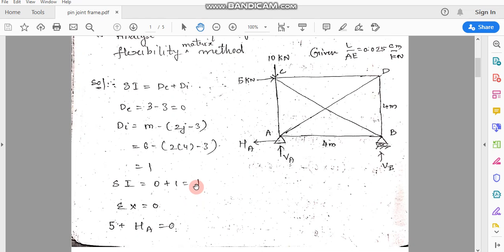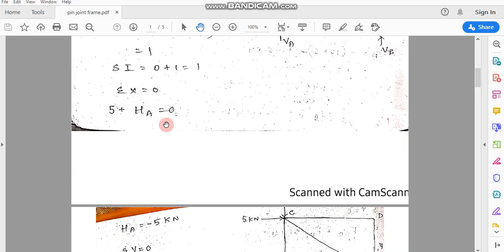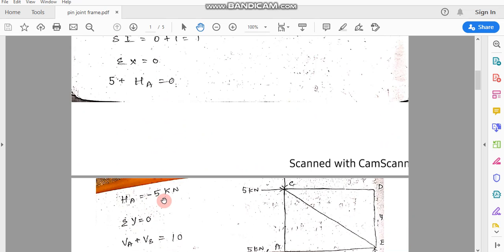Now after this we'll calculate the horizontal reaction and vertical reaction. I have provided H in the left direction. Why? Because there is one more horizontal load which is going in the right direction, so I have applied it in the opposite direction. Sigma x is equal to 0. So 5 plus HA is equal to 0, or 5 is equal to HA, both are the same. H is equal to minus 5 in this case.